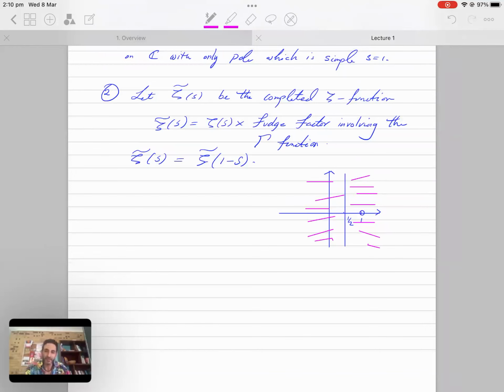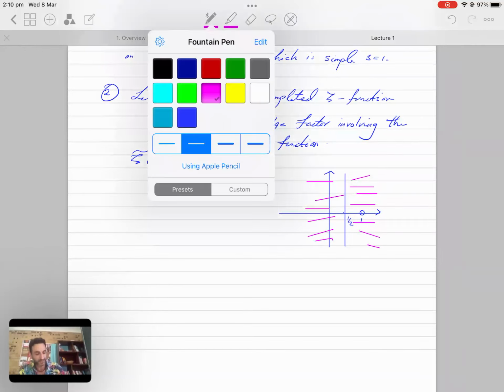And this fudge factor is a bit mysterious, so I will talk about it next time. I mean, we can write down the formula for it, but how to actually understand it and why it appears is a bit mysterious. And in fact, there's a school of thought that the reason we cannot prove the Riemann hypothesis is that we don't really understand the geometry behind this fudge factor. But I will discuss that more later.